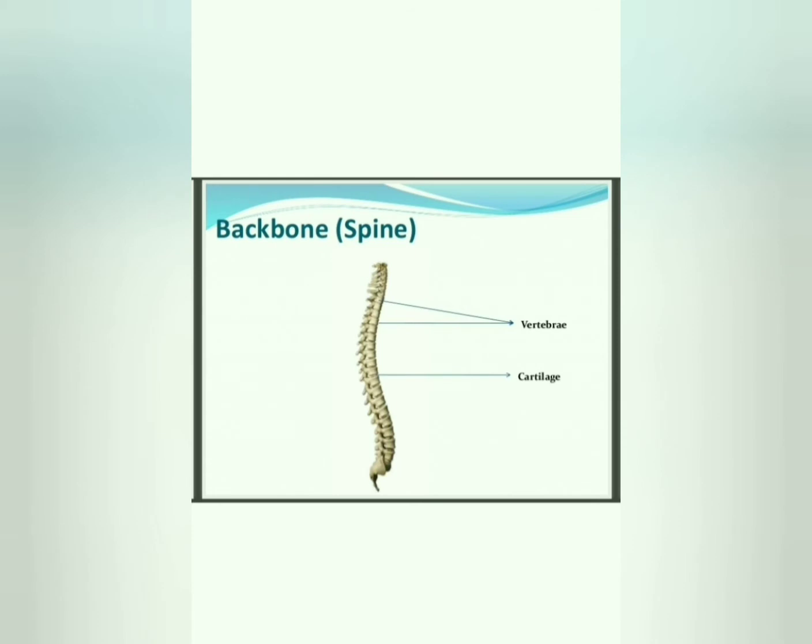Next, see which picture? The picture of the backbone. See students, the backbone is made up of small vertebrae. Vertebrae are 33 in number. These vertebrae help to bend our backbone easily. In between two vertebrae there is a cartilage layer. Cartilage is not as hard as bone. It can be easily bent. So the cartilage between the vertebrae helps to bend our backbone.